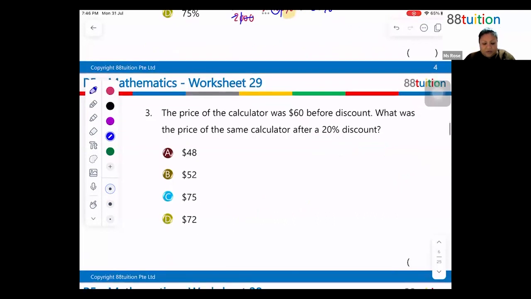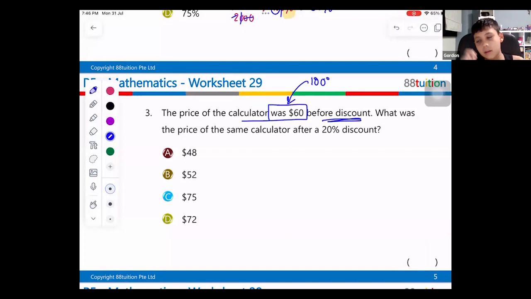Okay, now question number 3, the price of a calculator is $60 before discount. So how many percent is this? Is this the original price? Yes. Okay, so this is the original price. So that means it is 100%.